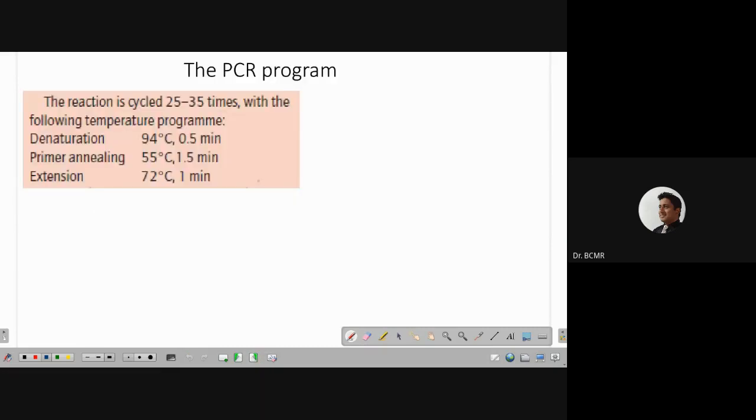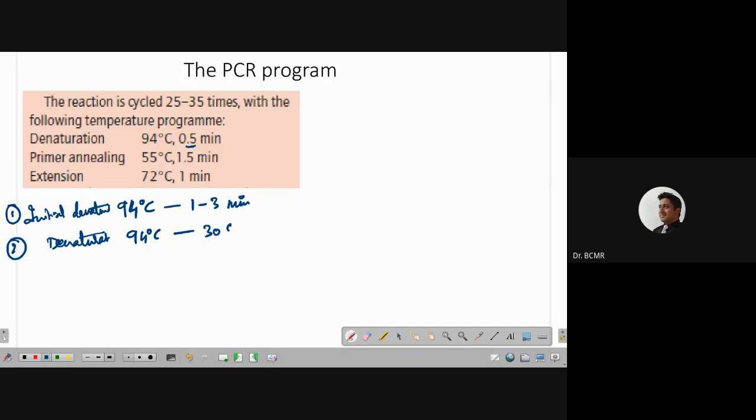Now we will see what happens during polymerase chain reaction. So first thing is I will try to go along with this. This is the program. I will write the program here again. So 94 degrees centigrade for 1 to 3 minutes. It depends on the different parameters, but right now you'll just take it as this. This is called initial denaturation. Then you have denaturation, step 2, denaturation, 94 degrees centigrade for, you can see here, about 30 seconds.